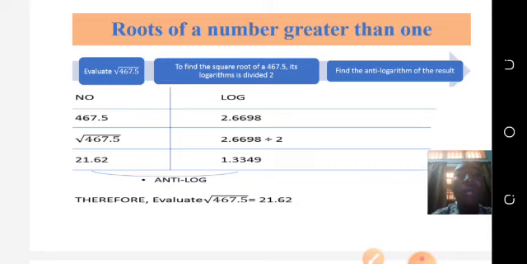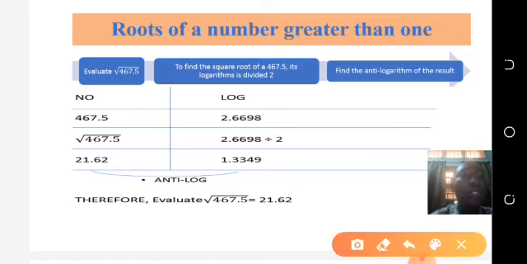Now, the square root. How do we get the square root? Yes, good. We are going to divide the result that we got by 2. What is the result we got from that side? The result is 2.6698. When you divide 2.6698 by 2, it will give us 1.3349, because 2 divided by 2 gives us 1.